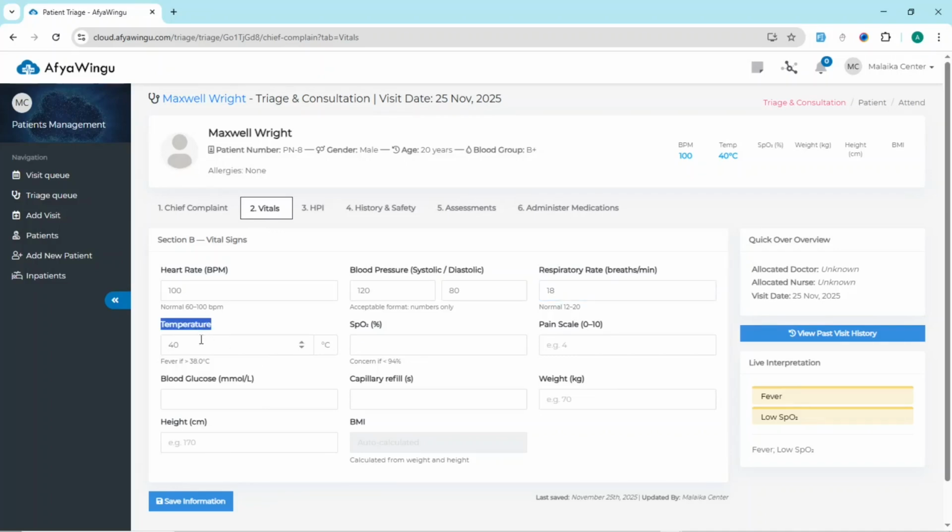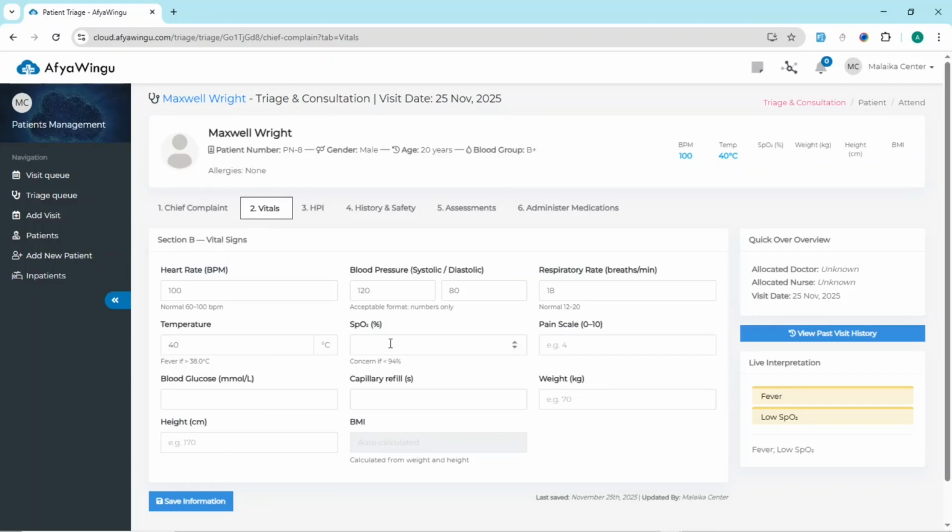4. Temperature. Enter the patient's body temperature in degrees Celsius. Example input, 40. Normal range, 36.5 to 37.5 degrees. Fever? Anything above 38.0 degrees could mean infection, inflammation, or heat stroke. Hypothermia, below 35 degrees Celsius, could indicate exposure, shock, or metabolic issues. Tip: always note if taken orally, axillary (underarm), or tympanic, though the system currently defaults to oral.